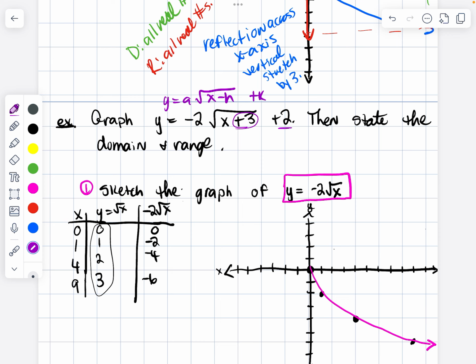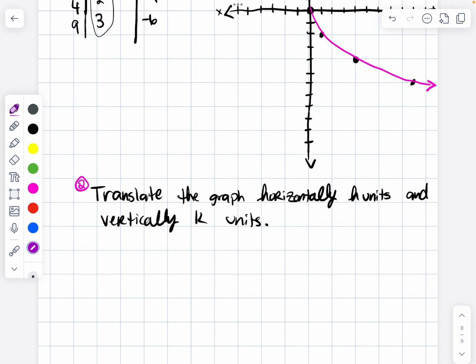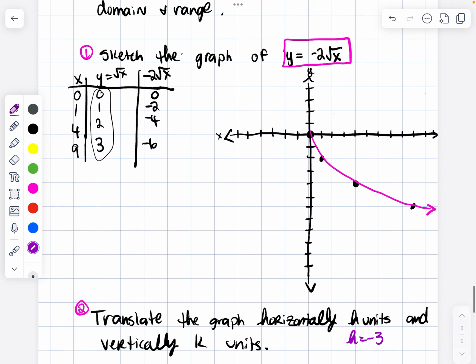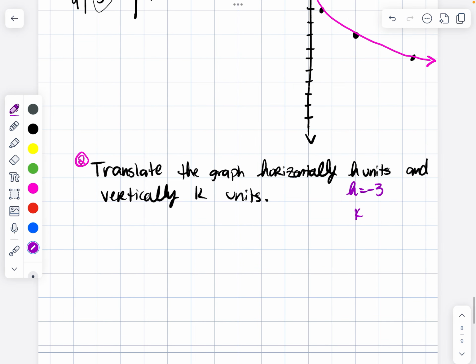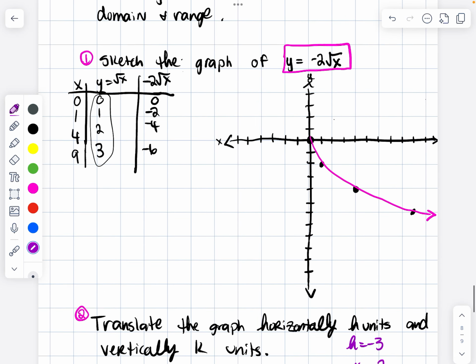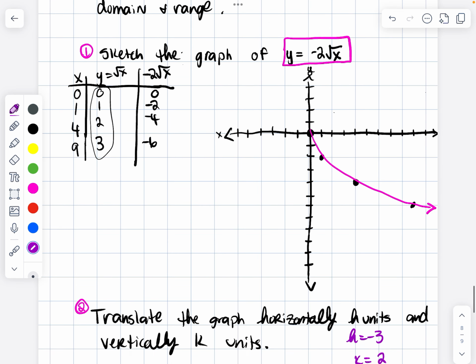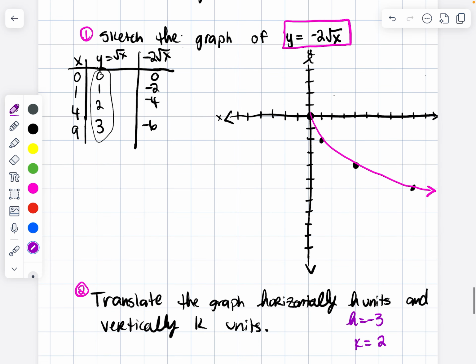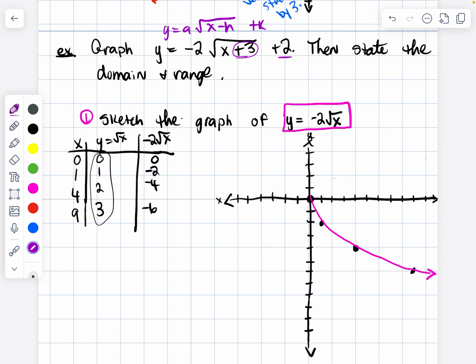Kind of how we were doing when we did our quadratic functions, right? So again, h is -3 and our k is positive 2. So that means we're going to take each point that we've plotted for this negative 2 square root x, and we're going to translate it left 3 and up 2. All right. So this is left 3. So 1, 2, 3, up 2. So that'll be here.